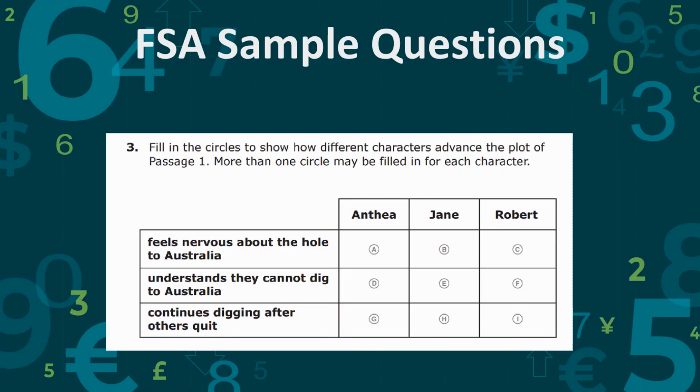Here's an example of one of the questions you might see on the FSA reading section. Fill in the circles to show how different characters advance the plot of passage 1. More than one circle may be filled in for each character. So looking at this table with your teacher, think about how you would approach this question. What do you need to know? What do you need to be able to do? This is a multi-select question. Pause here to discuss with your class.